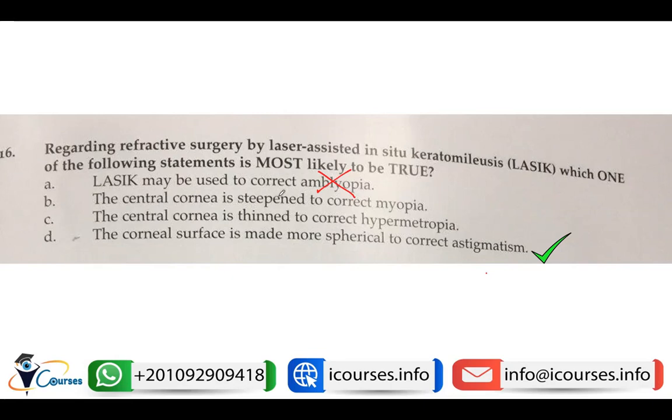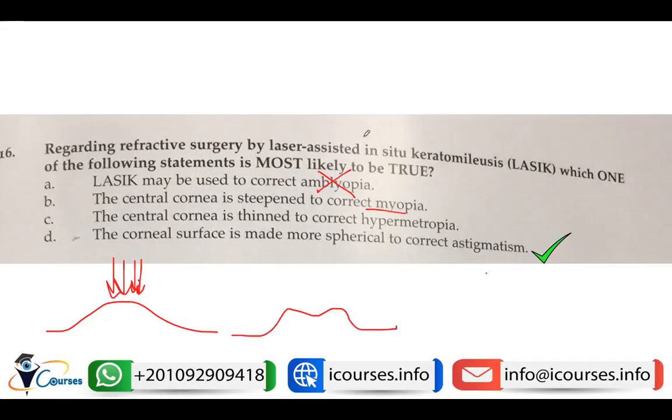The central cornea is steepened in correcting myopia. Actually, this is not true. Let's say the cornea is flat in the periphery and steeper in the center. If the patient has myopia, we are just hitting the laser in the center. So this will result in flattening of the center of the cornea. So the cornea will be like this.